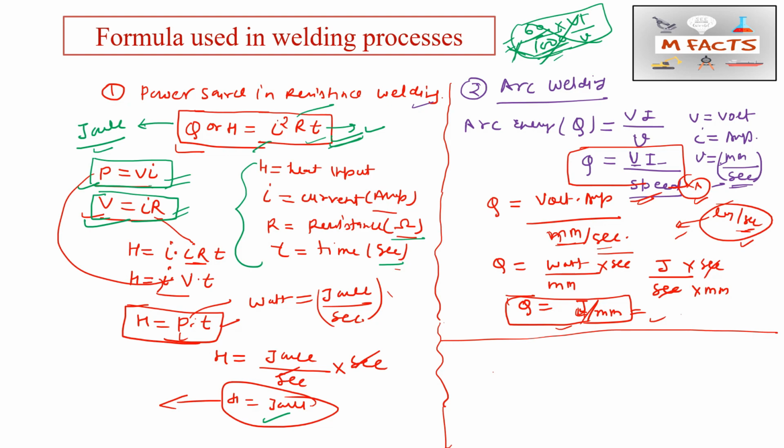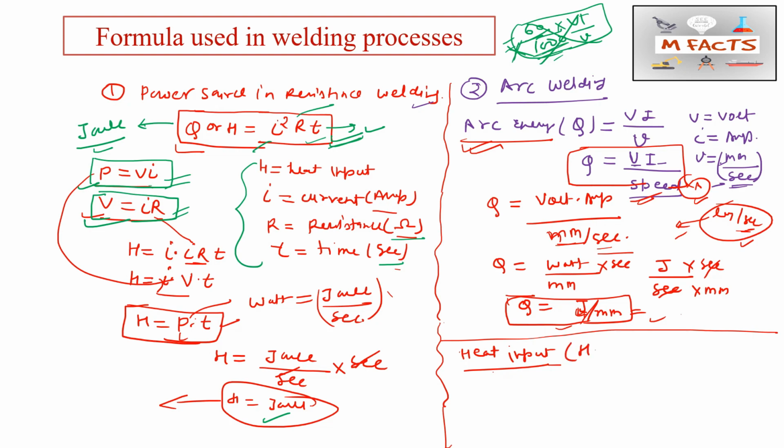So this is one formula, that is arc energy. In some questions they will ask for heat input. What is the difference between heat input and arc energy? Only one difference: arc energy is calculated without considering the process efficiency, but heat input we calculate after considering the efficiency of the process.